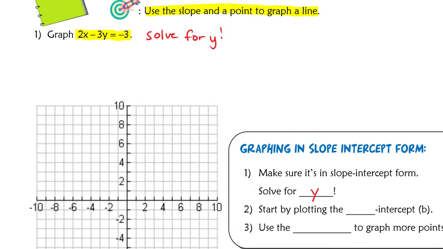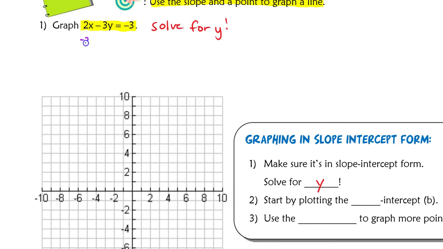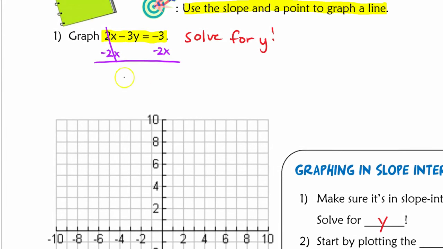If we want to get the y by itself here, we have to get rid of the 2x first. So we're going to subtract 2x on both sides. And after the 2x's cancel here, we can go ahead and drop down the negative 3y. Now on the right hand side, we're going to rewrite this so that the x term comes first. This is going to be negative 2x minus 3.